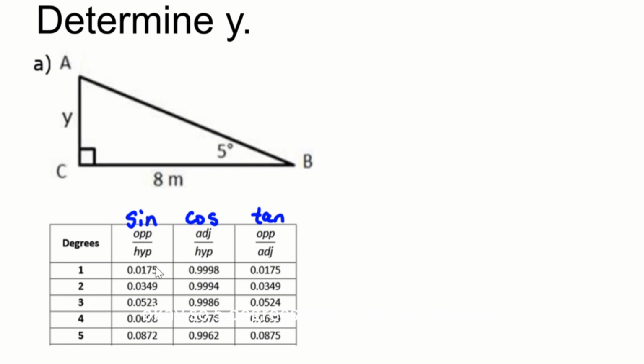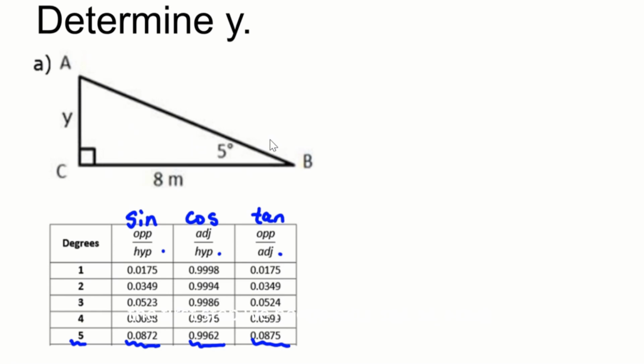Okay, so with 5 degrees, we know that the ratios opposite over hypotenuse, adjacent over hypotenuse, opposite over adjacent are all given. And what you need to decide is which ratio to use to set up an equation. In order to solve for one variable, we need to set up one equation. So in order to use those ratios, we need to label this triangle with hypotenuse, opposite, and adjacent. How to label this triangle?